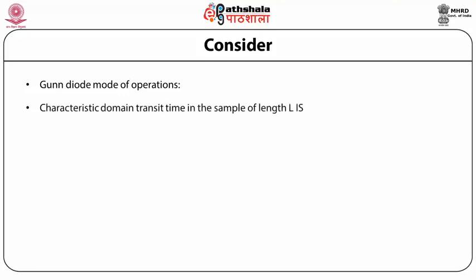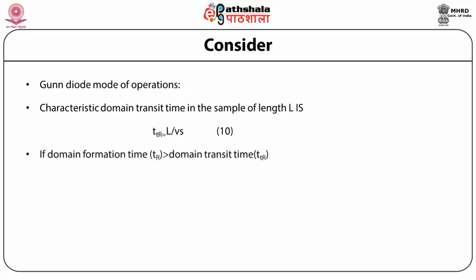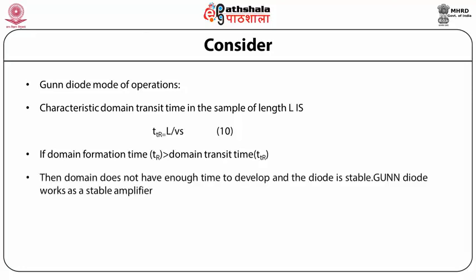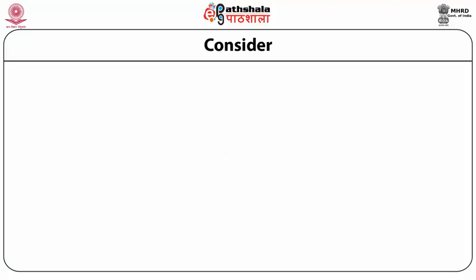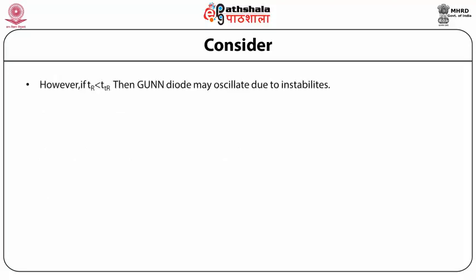The characteristic domain transit time in a sample of length L is tau Tr equal to L by Vs. If the domain formation time, that is tau r, is greater than the domain transit time, then the domain does not have enough time to develop and the diode is stable. So the Gunn diode works as a stable amplifier. However, if tau r is less than tau Tr, then the Gunn diode may oscillate due to instabilities.